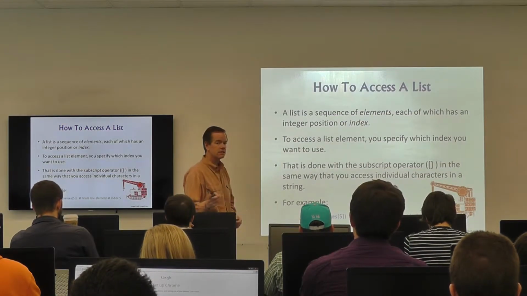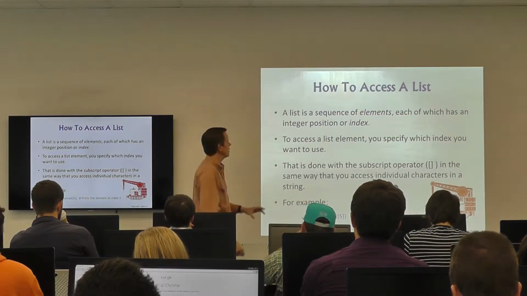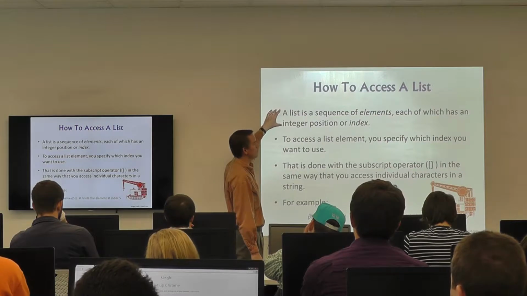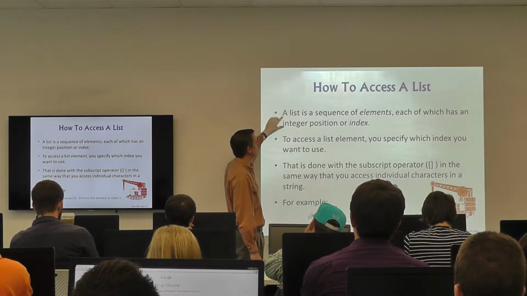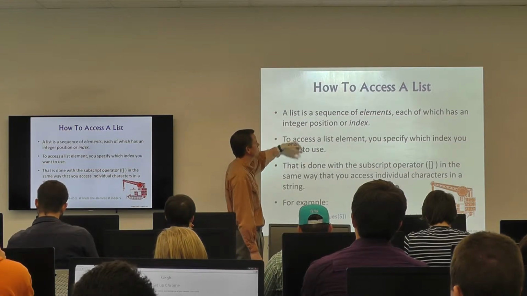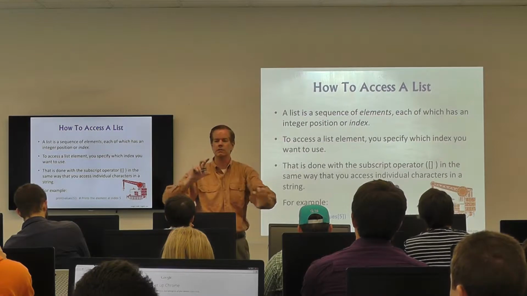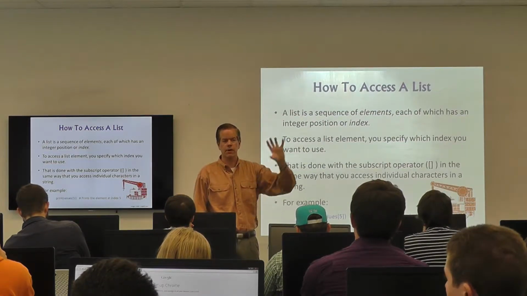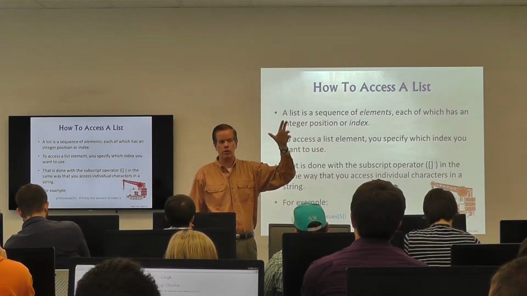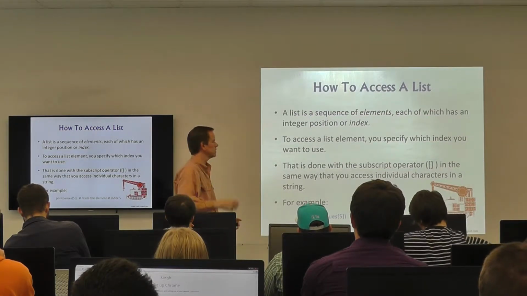How do we access a list? Once again, putting stuff in a list is great, but if you can't get the stuff out, it's not going to do you any good. A list is simply a sequence of elements, which we have seen before, each of which has an integer position, or an index. In other words, you can get access to each thing that's been put into a list. Remember, it doesn't matter if it's a string or a float or an integer. You're going to be able to reach into that list and pull out each individual item.